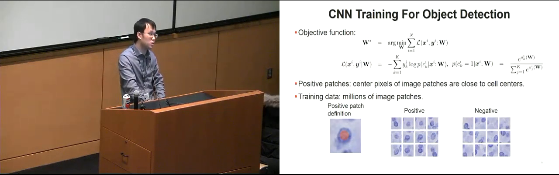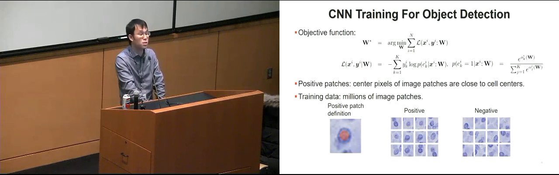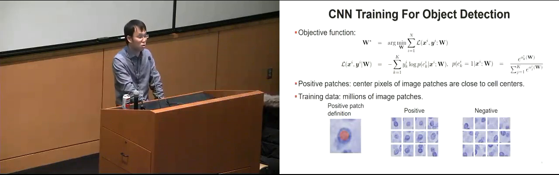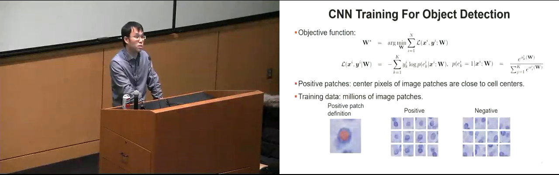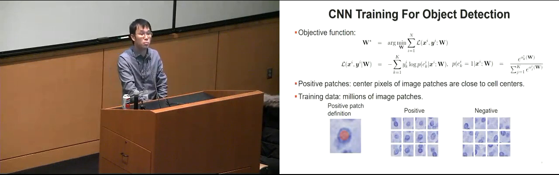And minimizing this equation is actually maximizing the probability that we assign the correct label to the training data. So after we do the training, we can minimize this loss function. In order to do the training, we generate millions of patches for model training. For the positive patch definition, we define it this way: if the center pixel of the patch is located in the central region of one real object, then we say it's a positive. Otherwise, it will be negative.